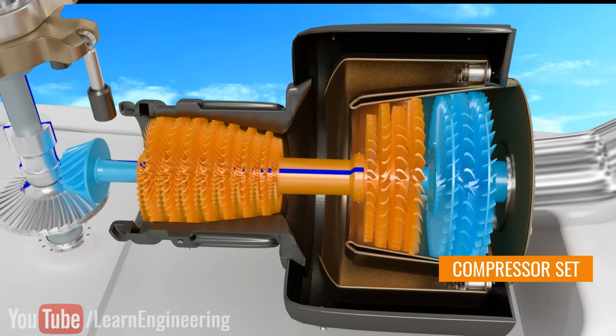Jet engines of airplanes are used to generate thrust force. However, the primary function of the helicopter's jet engine is to turn the rotor shaft.